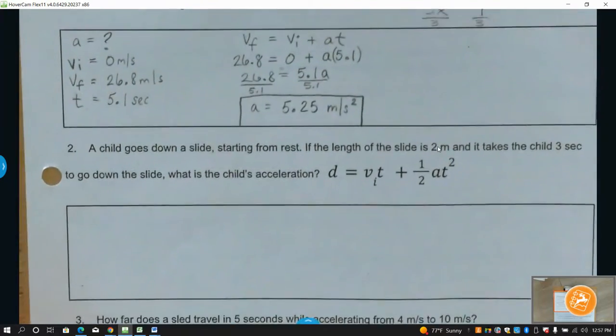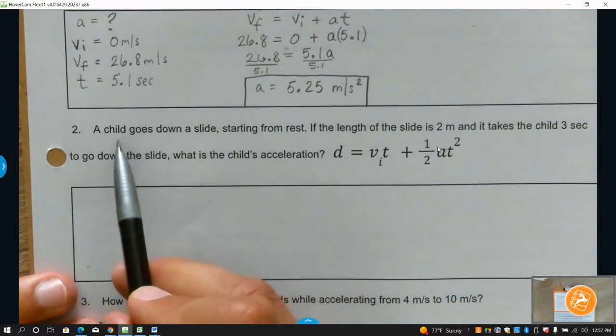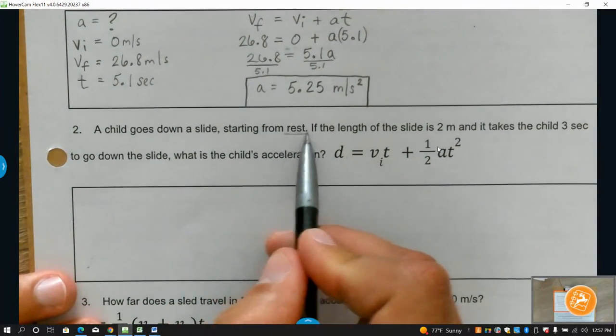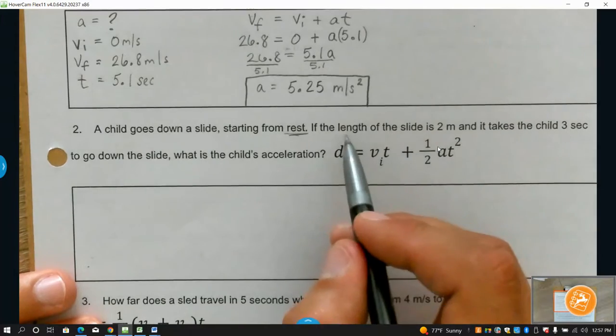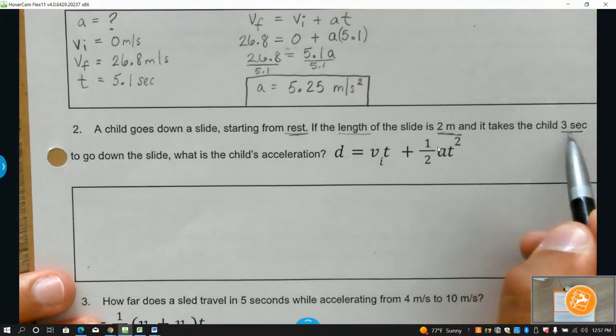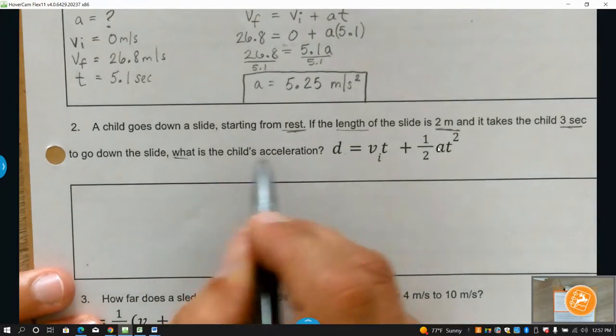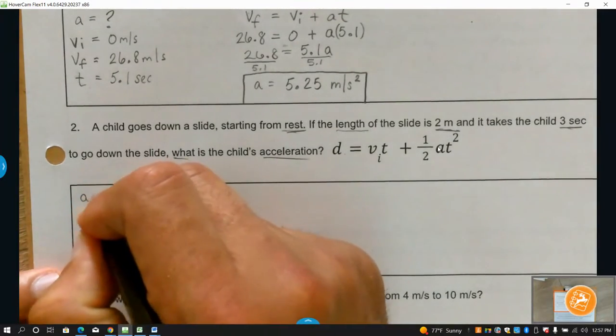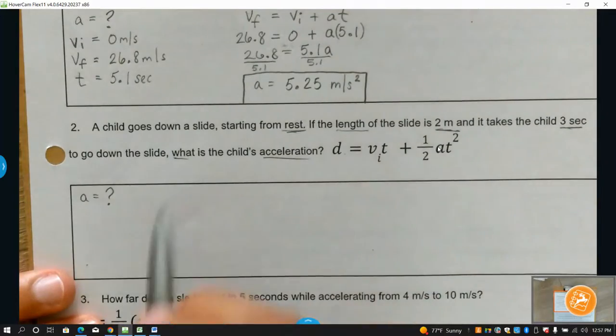Problem number 2. All right, kid goes down a slide starting from rest. That's an important piece of information. The length of the slide is 2 meters, and it takes the kid 3 seconds to reach the bottom. What's the acceleration? So they want acceleration.